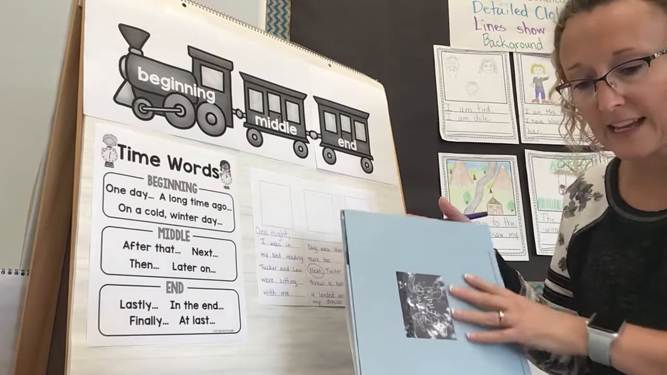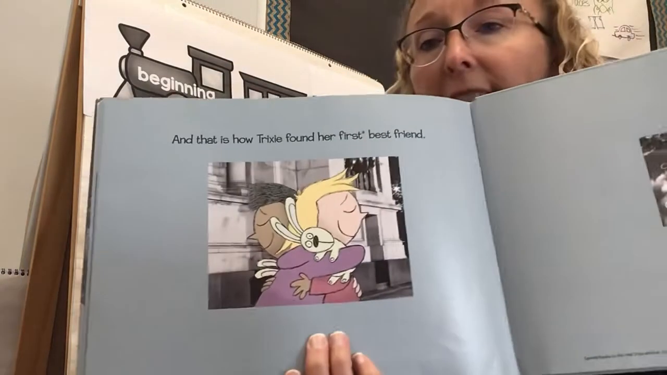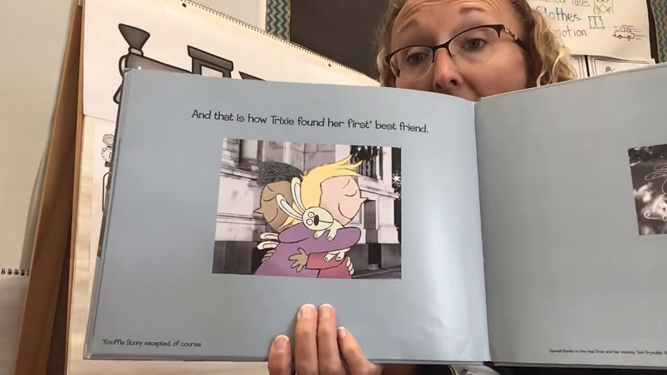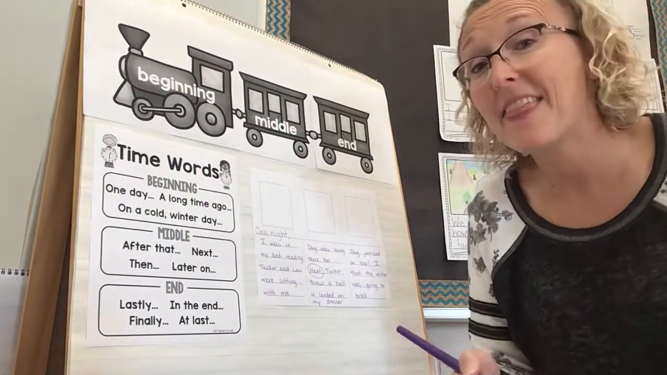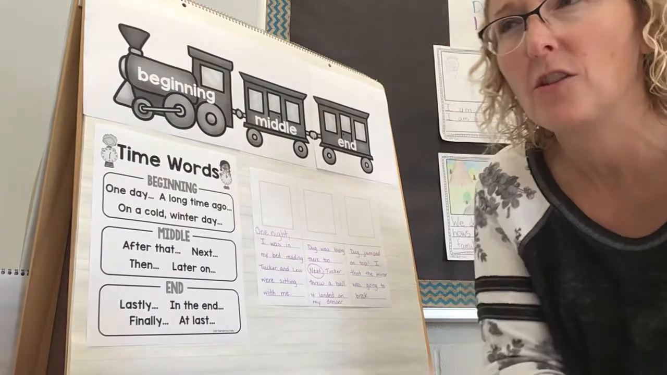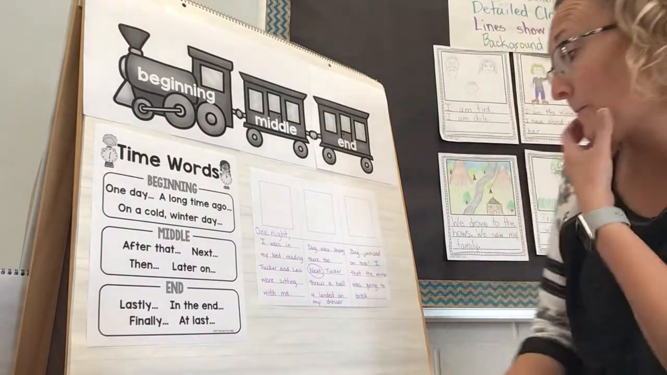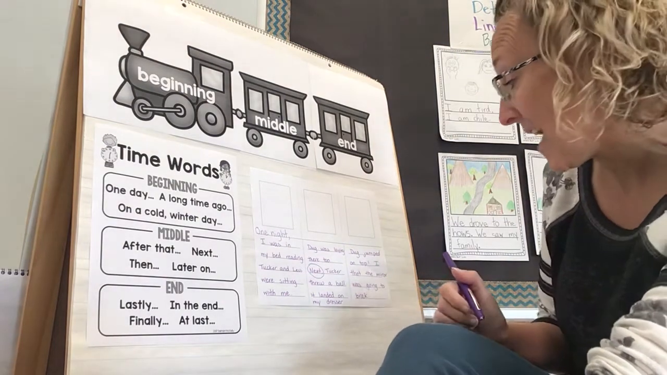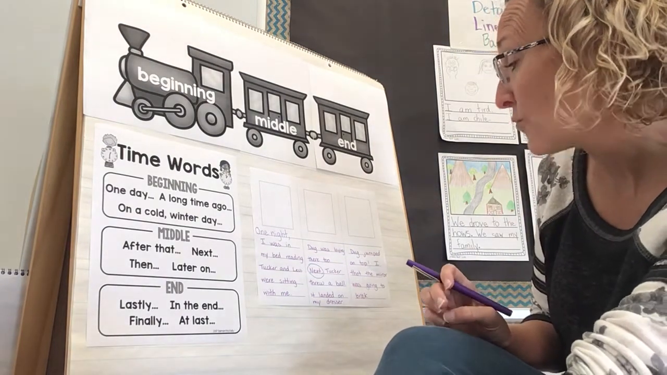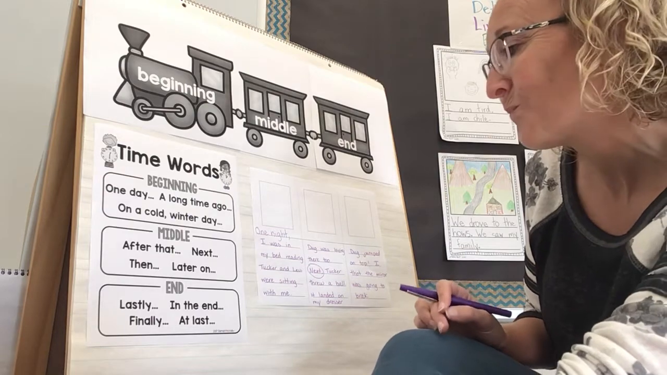So here it kind of ends with this: "and that is how Trixie found her first best friend." He doesn't really, he just says, "and that is how." So they're kind of teaching you about how something happened. So I could try that here. And that is how Doug jumped, or that is why Doug jumped.